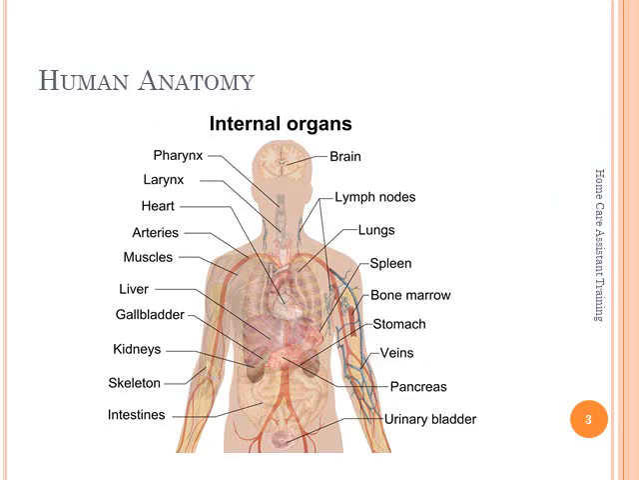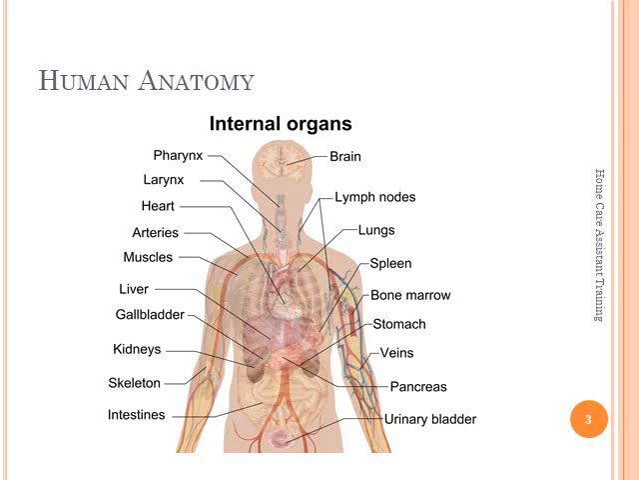And let's look at the internal organs. You see that I have my brain there. You have the lymph nodes, the lungs. Please, if you don't understand it, don't worry, we're going to talk about it in detail. I just want you to understand that aside from the external body parts, we also have the internal body parts. So the brain, lymph nodes, lungs, the spleen, bone marrow, stomach, veins where the blood passes, the pancreas which works on food, and the urinary bladder where urine is stored and later comes out from our genitals.